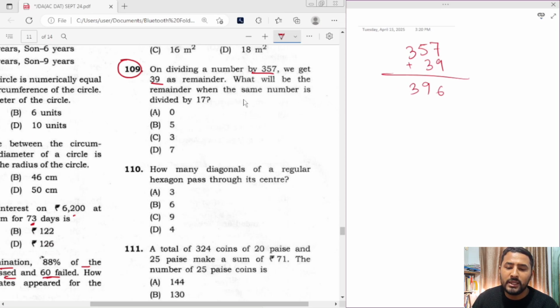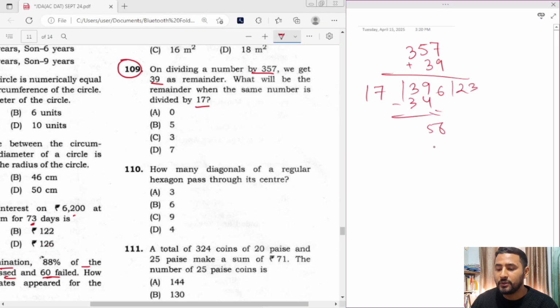And what will be the remainder when the same number is divided by 17? So if we divide the same number by 17, you'll get the answer. 17 2s are 34. You minus this, you'll get 56. 17 into 3 is 51. So what will be the remainder here? 5. So our answer will be 5. Should do like this. Let's go to the next question. That is 110.